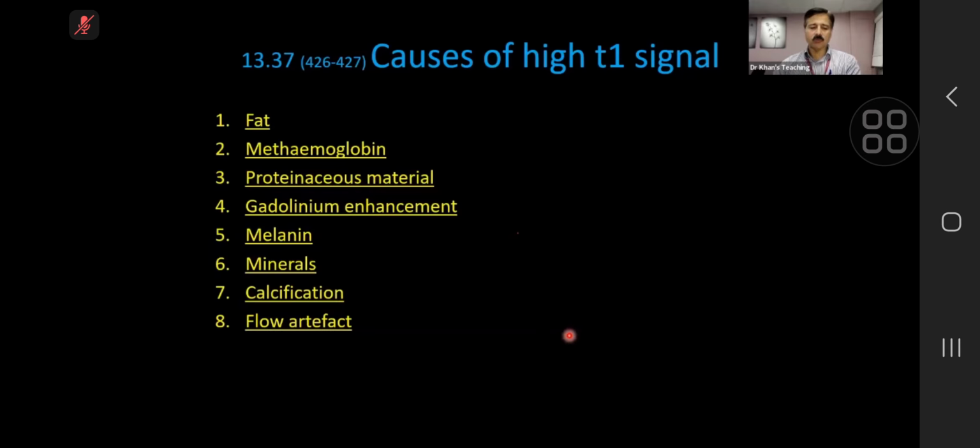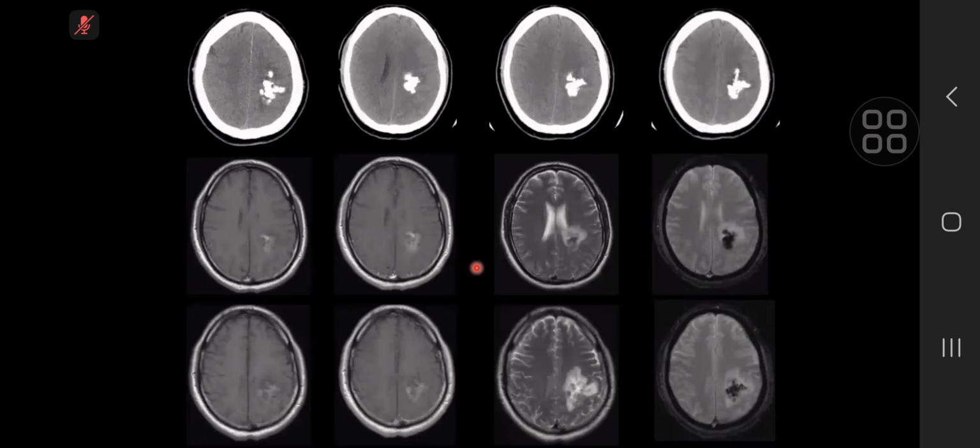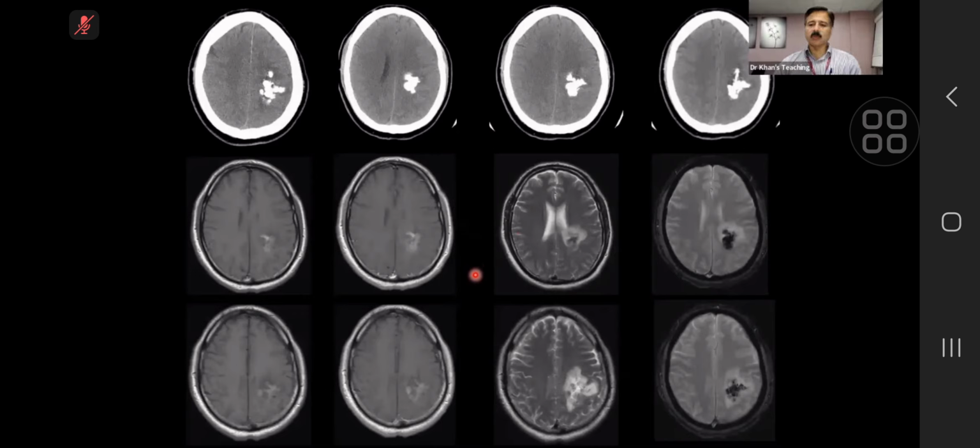So this is the list from your latest edition. And everything which you pointed out is fine. Fat, methemoglobin, proteinaceous matter, melanin, minerals, calcification is what I was trying to show you. So please do not think that all kinds of calcification will be bright on T1, but the only thing to remember is that some types of calcification can be bright on T1.